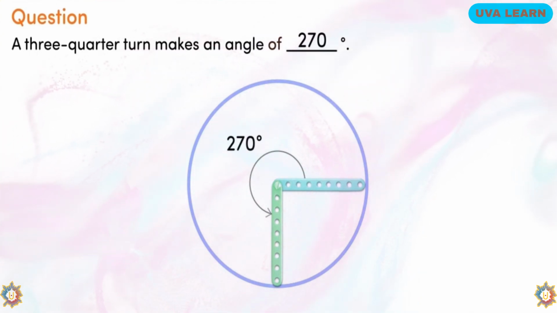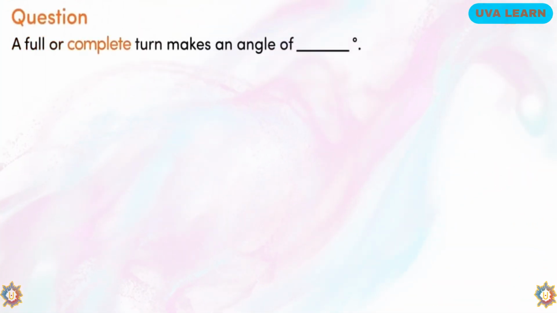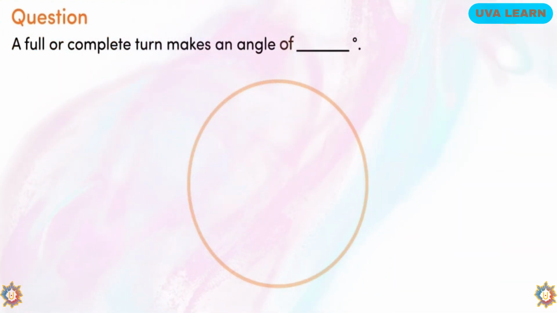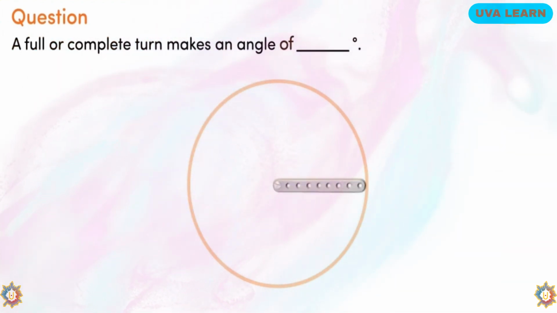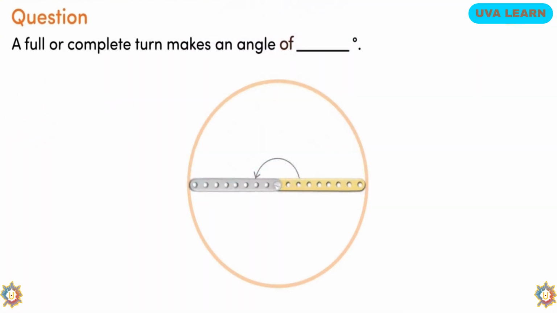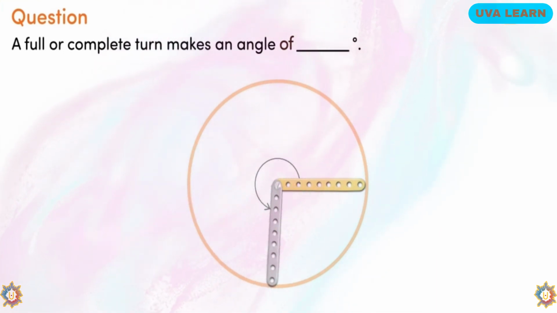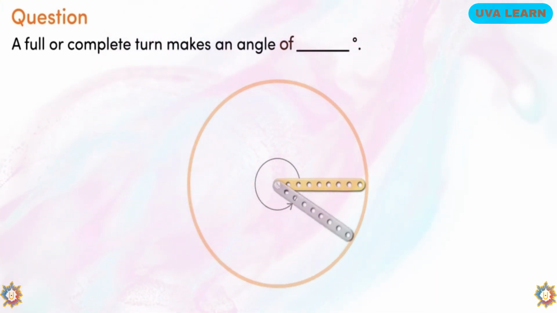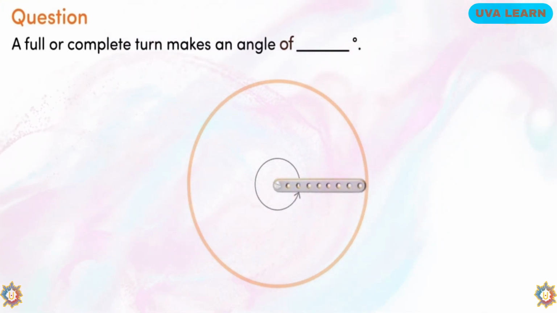Are you clear so far? Let's move to the last example. A full or complete turn makes an angle of blank degrees. A full or complete turn means 1 full round. That is 1/4, 2 quarters, 3 quarters, and 4 quarters, or 1 whole round.